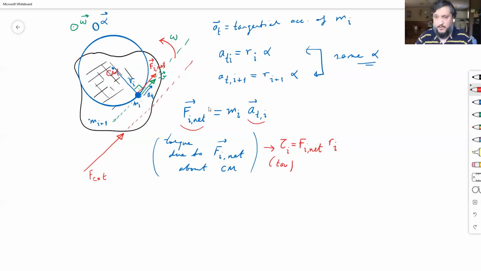So in this case, torque, so the vector R, so torque is Ri cross Fi net. That's where we have the cross product. So this is Ri. Okay, so Ri cross F, just do it. When you watch this video, take your right hand, not the left hand, but the right hand. Put your thumb in the direction of the R.